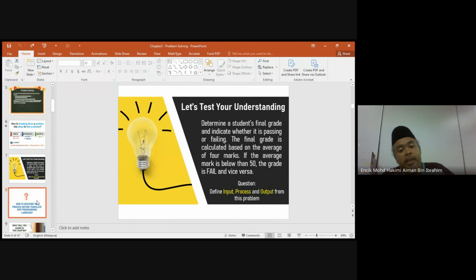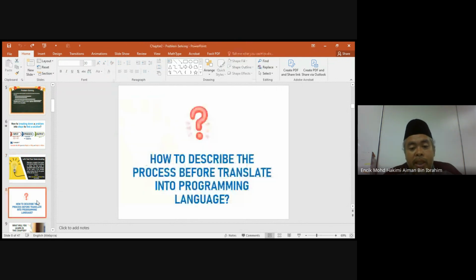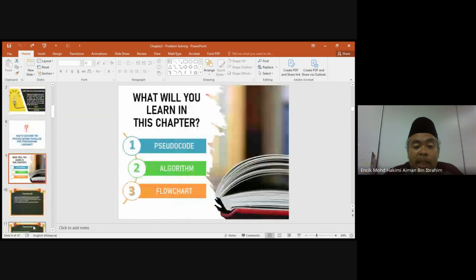This is how to describe the process before translating it into a programming language. That is the next part that we will focus on. For this part 1, we focus on the input, process, and output. For part 2, we will learn about pseudocode, algorithms, and also flowcharts. So see you in our next video.